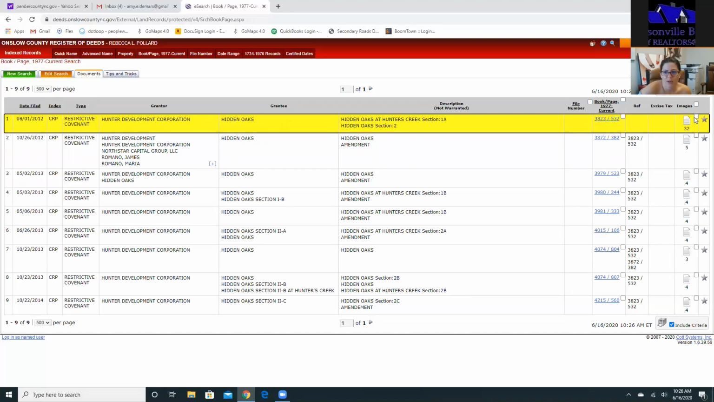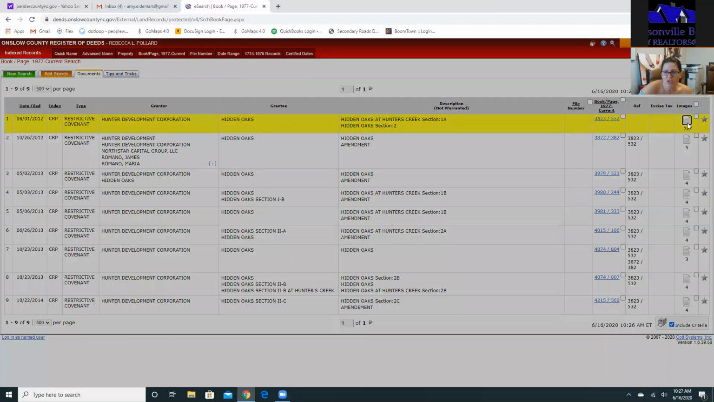And this is the one I'm looking for, this 32 pages, the big one. You will see that there are restrictive covenants that were done afterwards. So this is Section 1A and Section 2, but there's other amendments too. So I'm probably going to want to read through those. If I have a specific house in 2A or whatever, I'm going to want to check 2A and go back. But right now, what I want to point out to you are just some of the things.